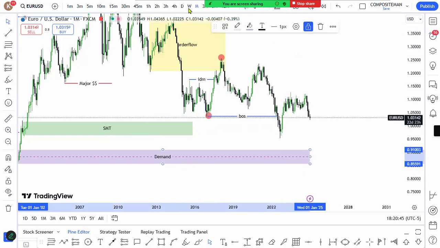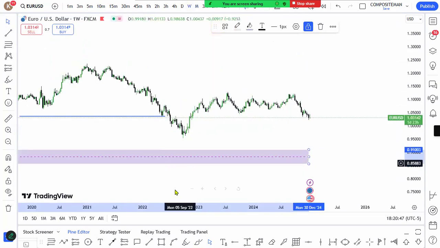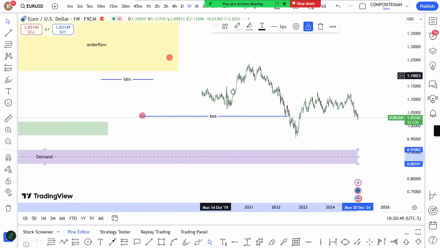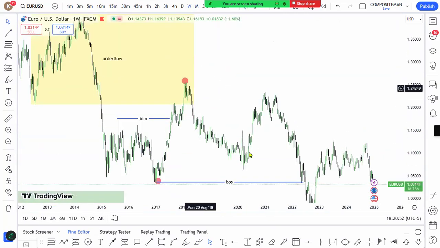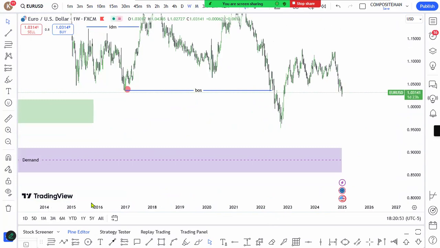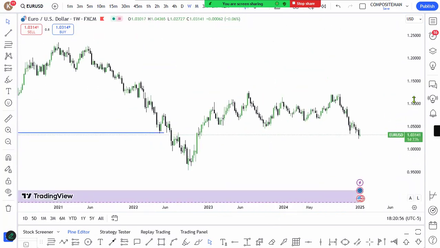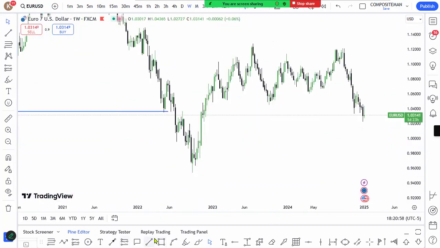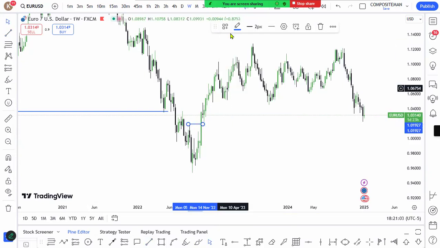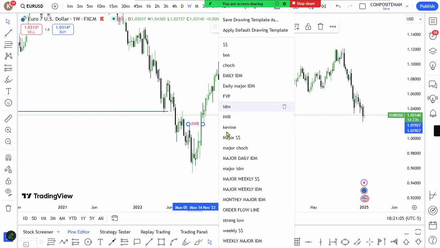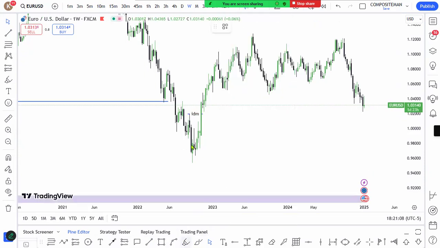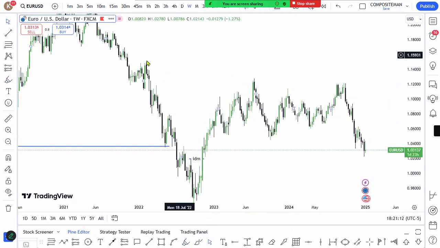So from here, I can look at this market structure using the weekly market structure. And on the weekly, I see this is my major high, and the price has been pushing lower. So from the weekly point of view, I see this as my inducement here. This is my inducement. Low. Price went higher.